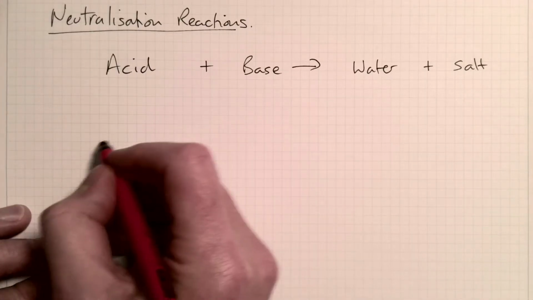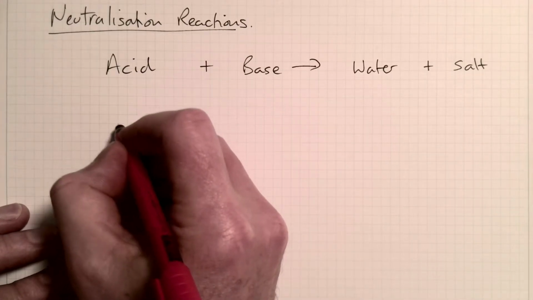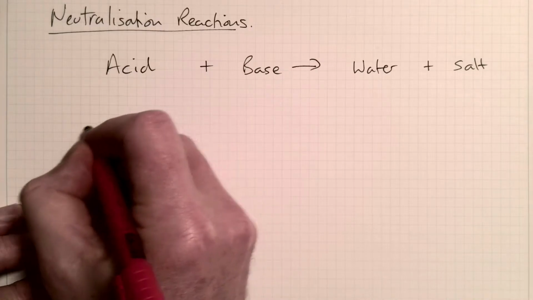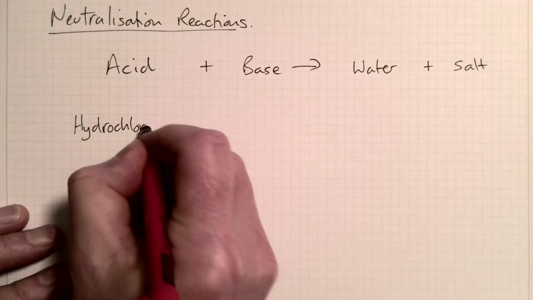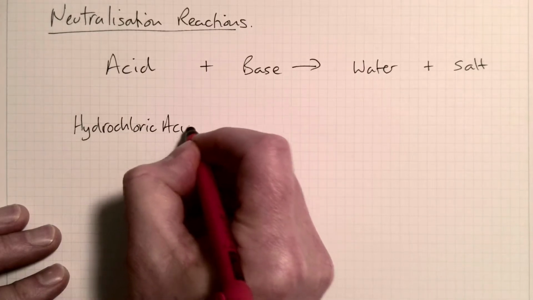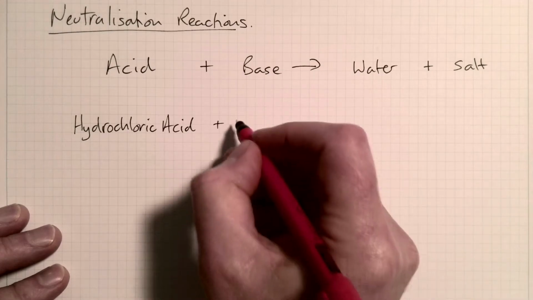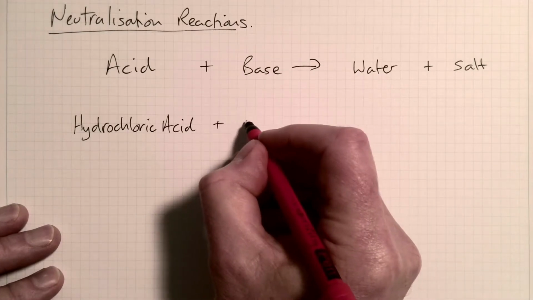So let's have a look at a simple example. Let's take our acid, which will be hydrochloric acid. And we're going to react that with sodium hydroxide.